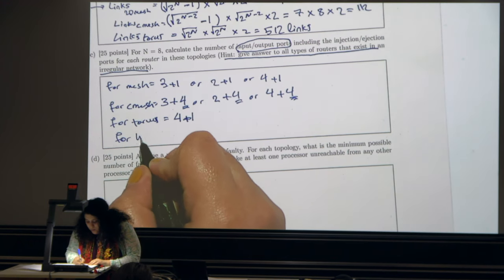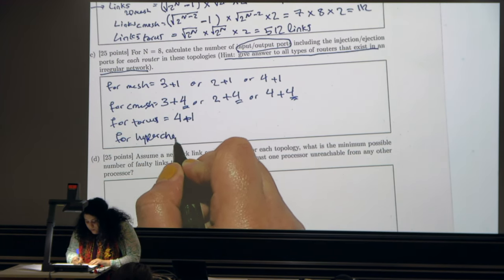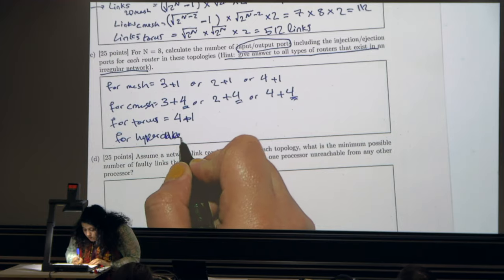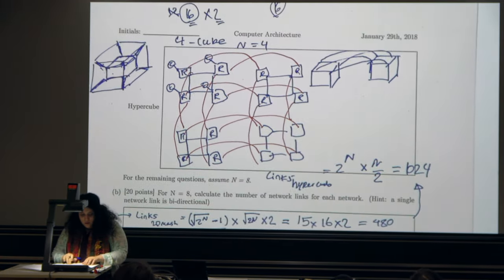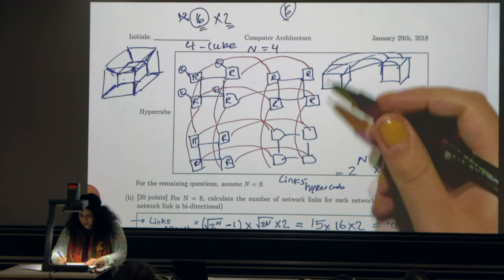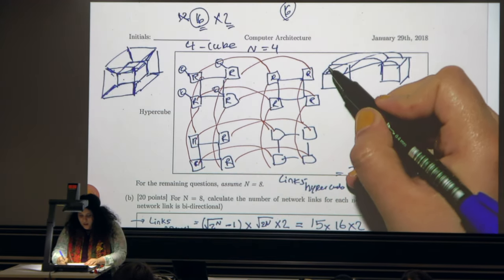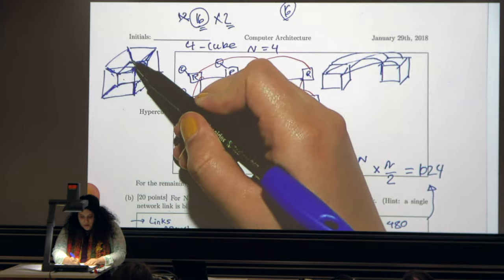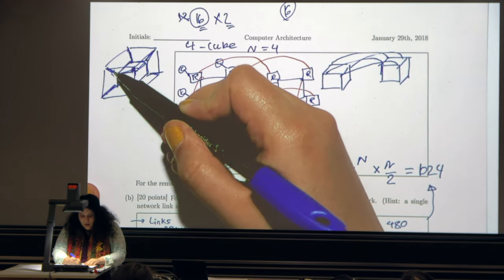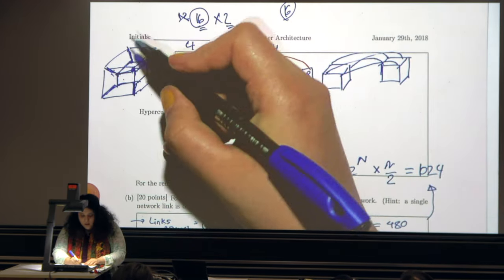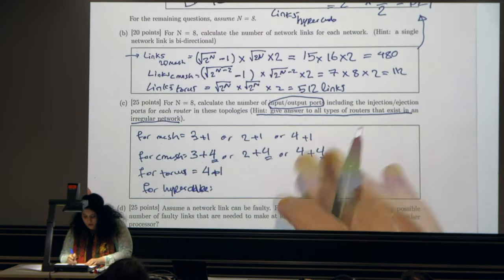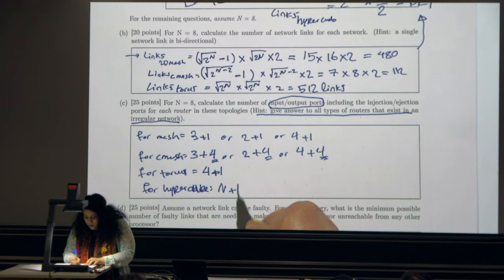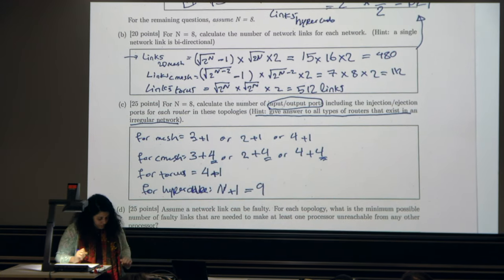For hypercube, let's look at this geometric shape, for example, or these ones, whatever is easier. We see that every node is basically connected to four, and also one for its core. So we would assume that for n equals 8, we would have n plus 1, which is 9.